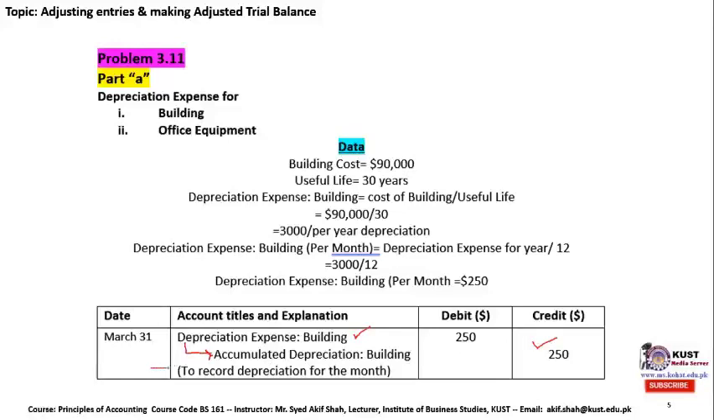Finally, you have to give a short narration that will explain that the depreciation expense for the month of March has already been explained over here in the date column. So the short narration could be to record the depreciation for the month. So this is the way we have solved the first instruction in part A, that is to record the adjusting entry for the building.